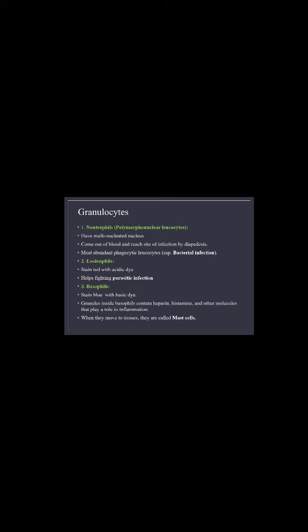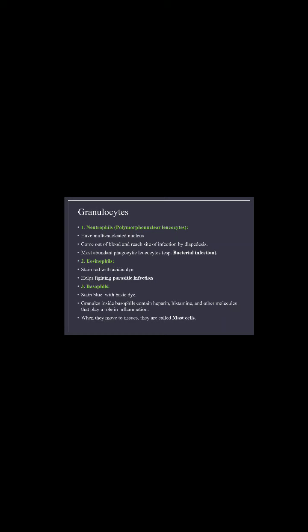They are the phagocytic leukocytes against bacterial infections. So they are produced in a large number, and phagocytic means like amoeba captures food. Similarly, they also engulf the pathogens, mostly the bacterial pathogens. So neutrophils are one of the very important soldiers of our body, have a multinucleated nucleus, come out of the blood and reach the site of infection by diapedesis, and they are phagocytic in nature.